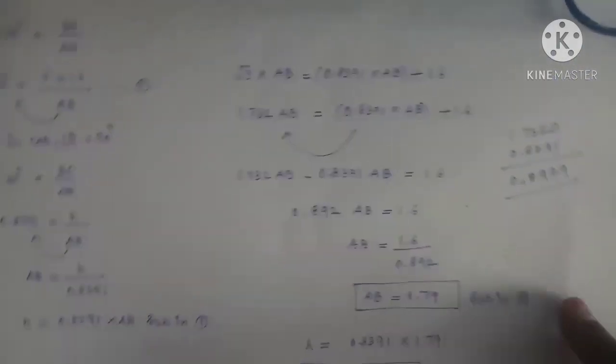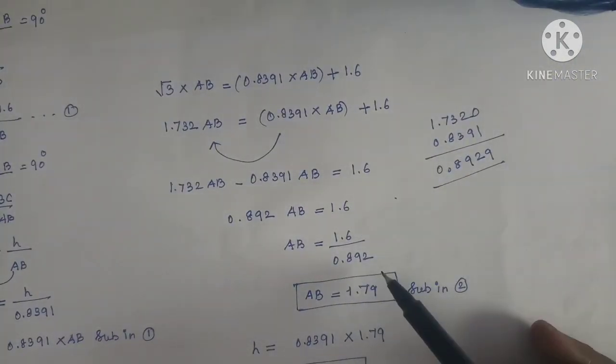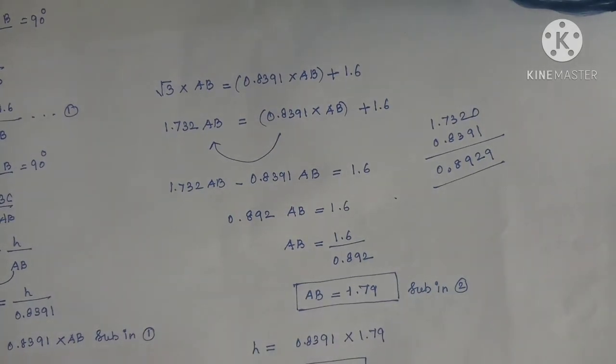So you have to do the calculations like 1.6 divided by 0.892. I hope you understand this problem. Try to do once again.